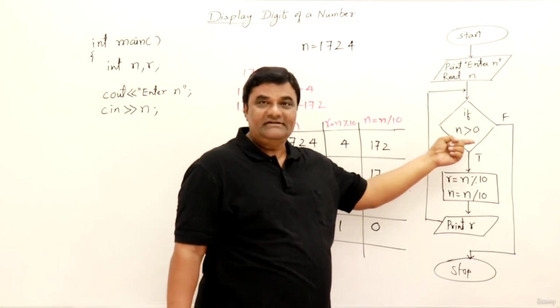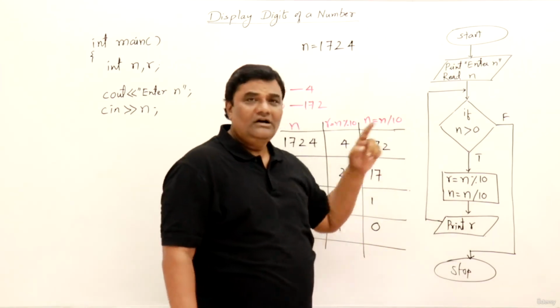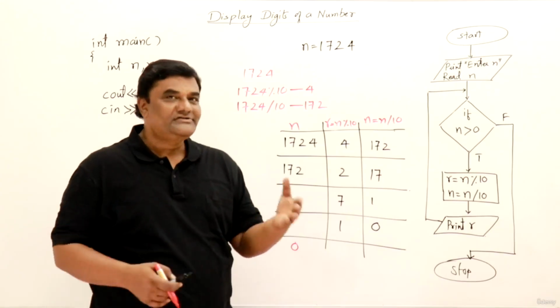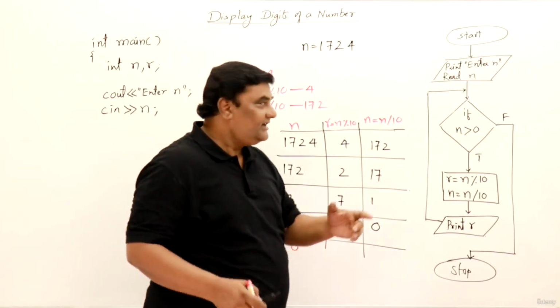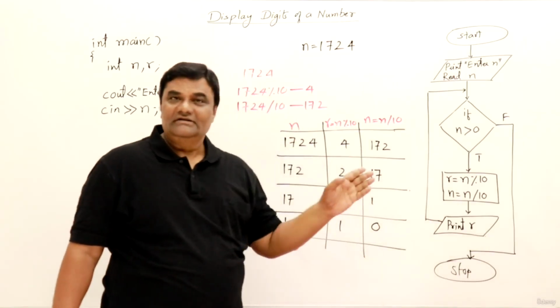Again check if the number is greater than 0. Again perform these two. Again print. Again continue. How long? As long as n is greater than 0. When to stop? When n becomes 0. So if n has become 0, means it's not greater than 0, false. So stop. This is the procedure.